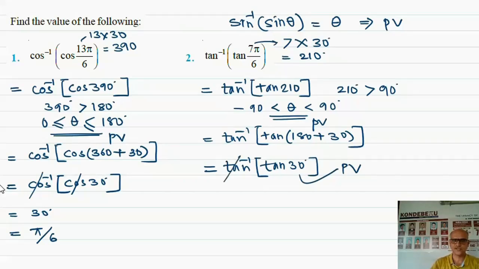It is between minus 90 and plus 90. So tan inverse tan cancels. 30 degree comes. 30 degree in radian is pi by 6. Clear?